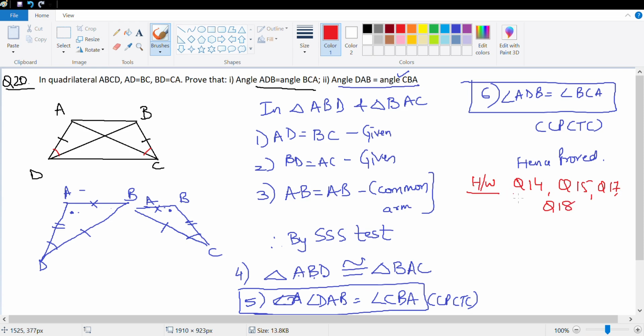So that brings me to the end of this chapter. I will quickly revise the 5 properties which will prove congruency. SSS, all 3 sides are equal. SAS, the included angle between 2 equal sides are equal. Angle side angle, the side between the 2 included angles is also equal. Another form for this is angle angle side, and eventually the right angle hypotenuse side.